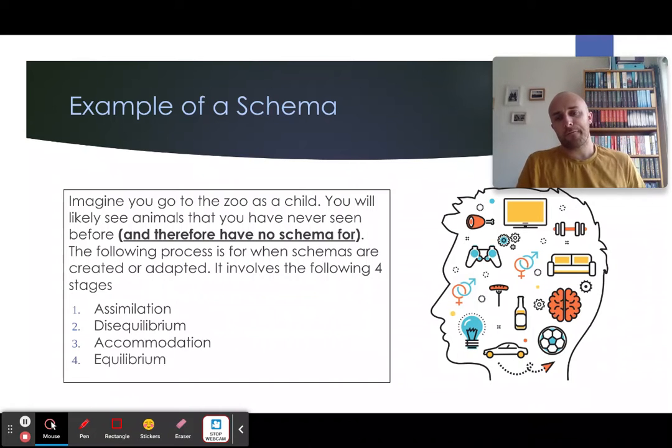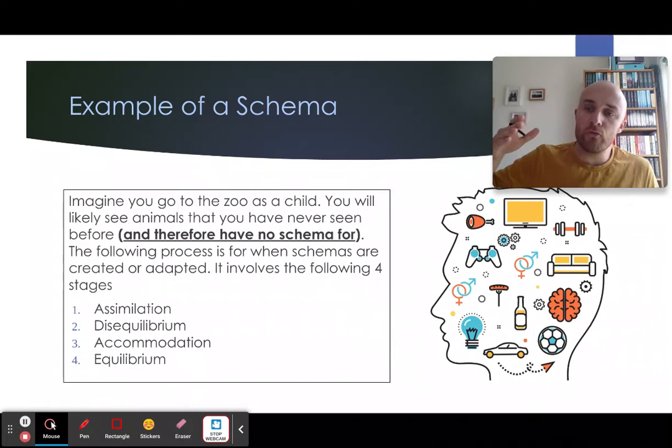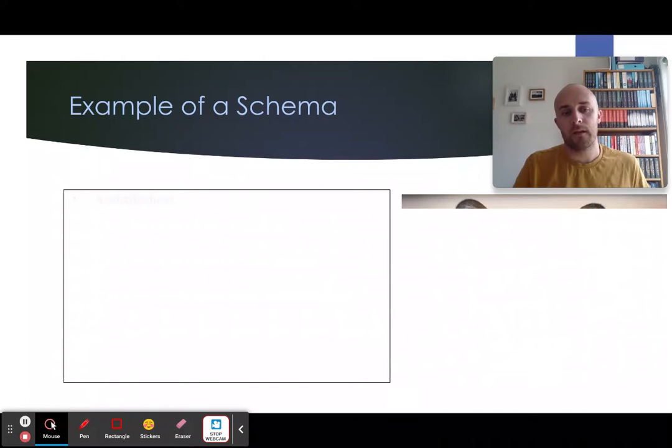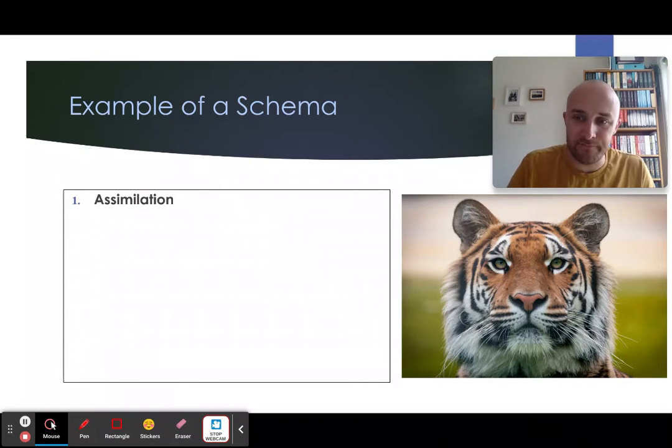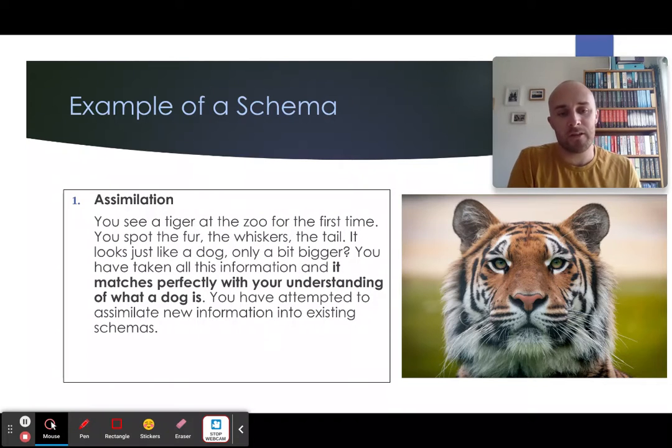So we're going to go through these 4 stages about how you reconstruct a schema, right? So first stage is assimilation. Okay, you see a tiger at the zoo for the first time. You've never seen a tiger before.